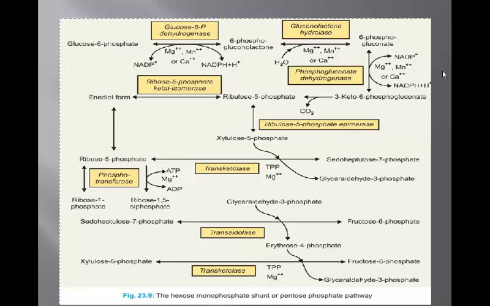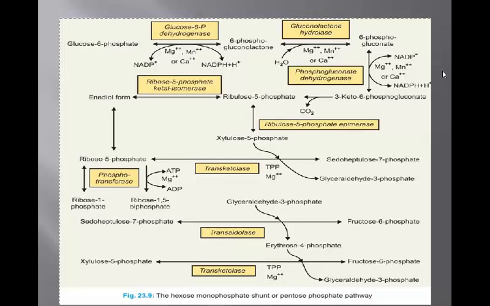Another oxidation occurs when 6-phosphogluconate is converted to 3-keto-6-phosphogluconate, which is later converted to ribulose 5-phosphate. The 6-phosphogluconate is converted to 3-keto-6-phosphogluconate in the presence of the enzyme phosphogluconate dehydrogenase. And so here 3 more NADPH, H plus are formed. So a total of 6 NADPH and H plus are formed. Now decarboxylation occurs and this 3-keto-6-phosphogluconate is converted to ribulose 5-phosphate, a pentose sugar.